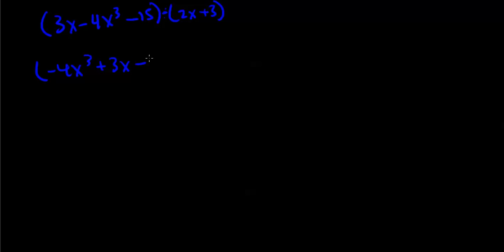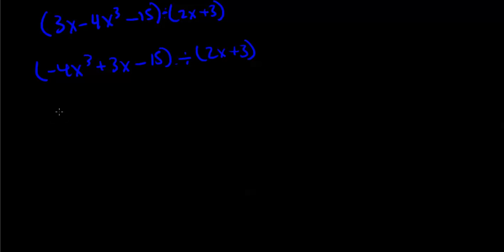Now we're going to look at dividing polynomials that have a 0 coefficient. Here we have 3x minus 4x cubed minus 15 divided by 2x plus 3. You want to go ahead and rewrite this equation with the highest degree first. So we have negative 4x to the third plus 3x minus 15 divided by 2x plus 3. Now we're going to put it in long division form.